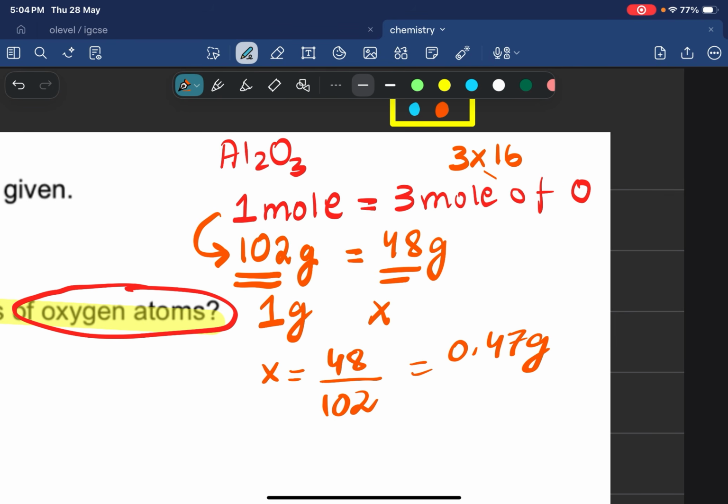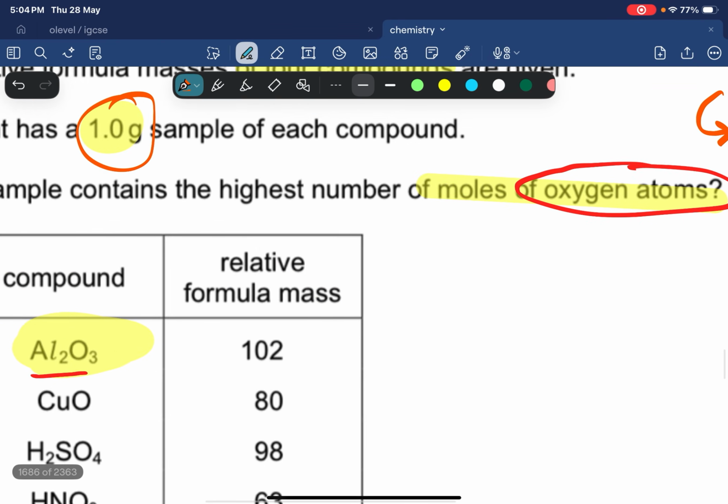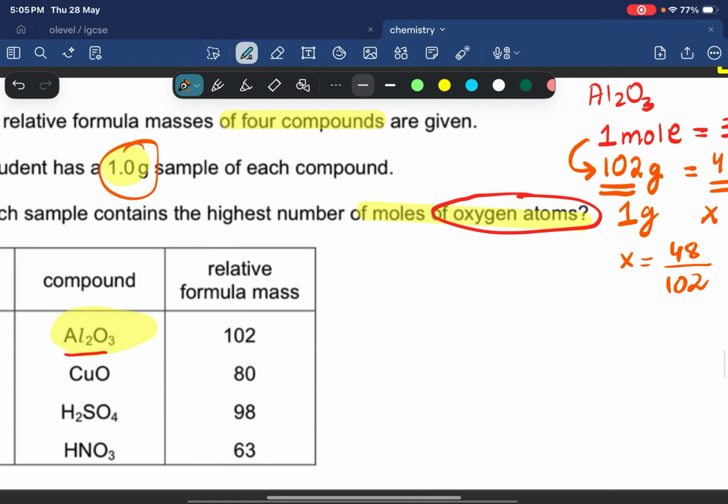0.47 grams of oxygen atoms. Done. Now I do this for everything. Now copper oxide is 80. 1 mole of copper oxide contains 1 mole of oxygen, because there's a 1 here. 1 mole of copper oxide has a mass of 80 grams.